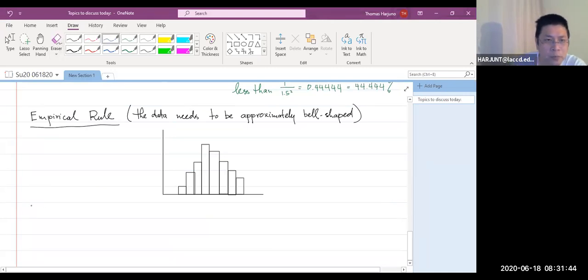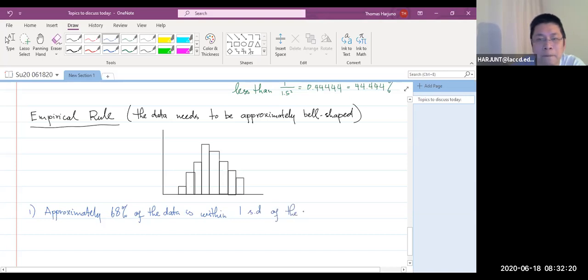Empirical rule consists of 3 parts. First one, approximately 68% of the data is within 1 standard deviation of the mean. So you imagine if this is the mean, and you go 1 standard deviation to the right and 1 standard deviation to the left. The portion of the data within here is approximately 68%.